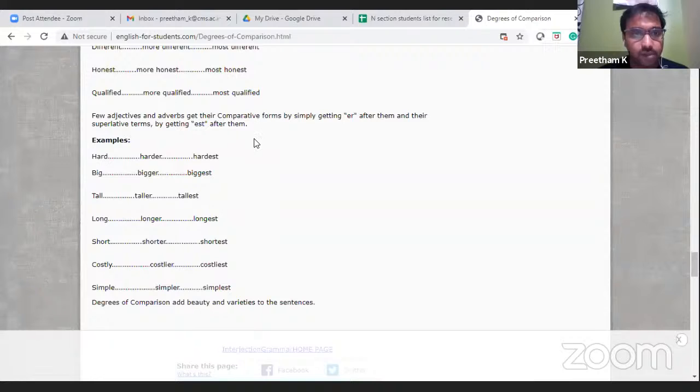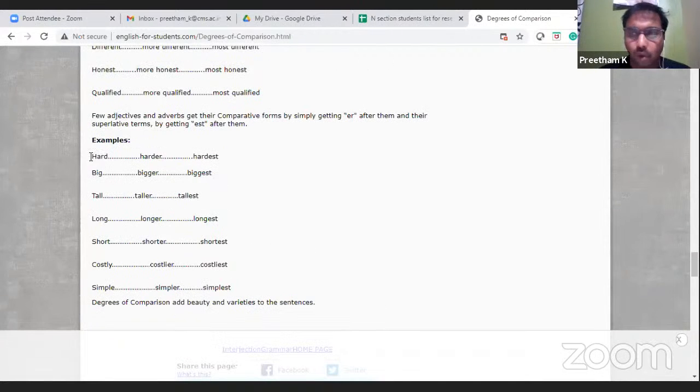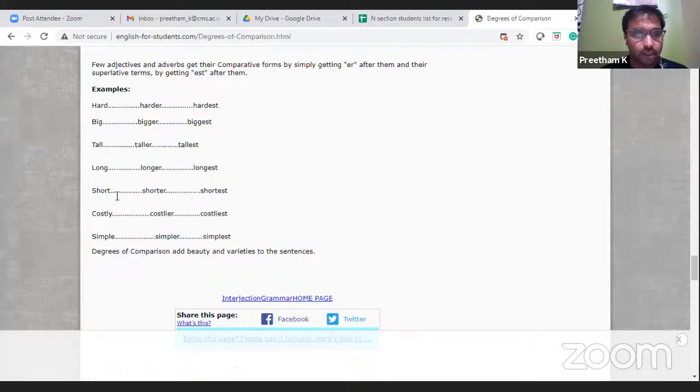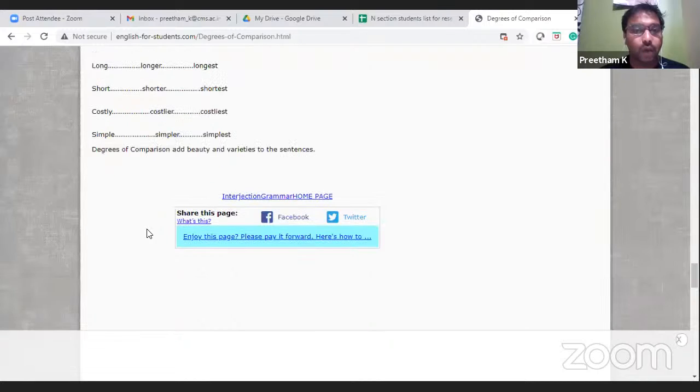Few adjectives and adverbs get their comparative forms by simply getting er after them, and their superlative forms by getting est after them. See, there are certain words that cannot take more form, or most form. It just takes er or est form. Hard, harder, hardest, big, bigger, biggest, tall, taller, tallest, long, longer, longest, short, shorter, shortest, costly, costlier, costliest, simple, simpler, simplest. Degrees of comparison add beauty and variety to these sentences.